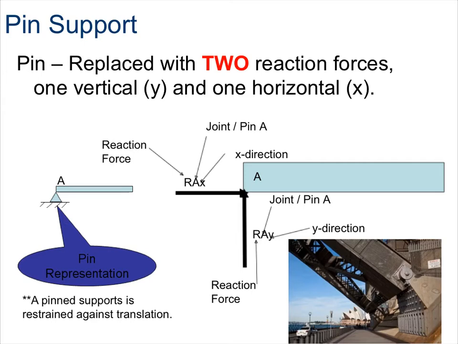A pin support allows a structure to rotate, but it does not allow linear movement. As such, two reaction forces are generated at a pin support, one in the X direction and one in the Y direction. In the study of statics, we assume pin connections to be frictionless. The free body diagram of a pin support includes both the horizontal and vertical reactions.